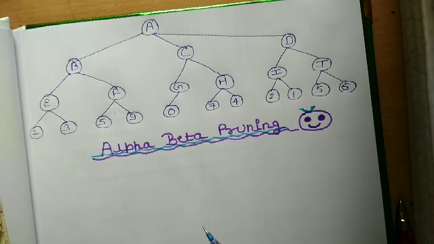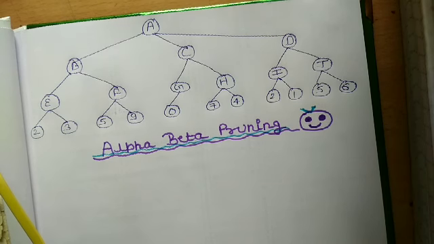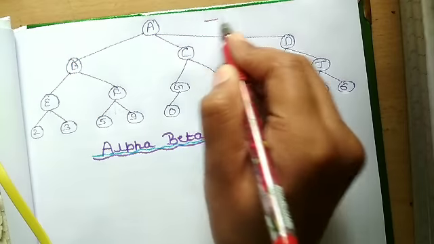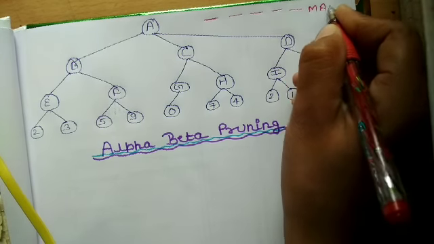Now, alpha beta pruning can be done using the DFS approach, depth first search. Okay, remember this thing. So you have to solve it using the depth first search approach. Firstly, just mark the levels. So I am marking them like this. This level I am taking as maximum level, so I will write here as max.